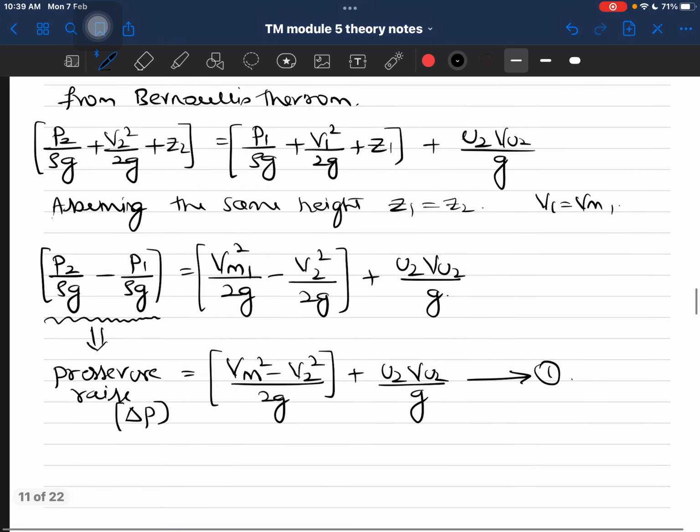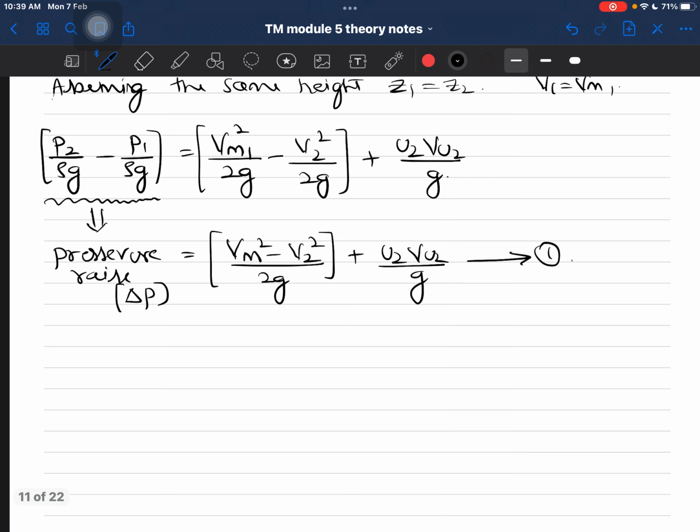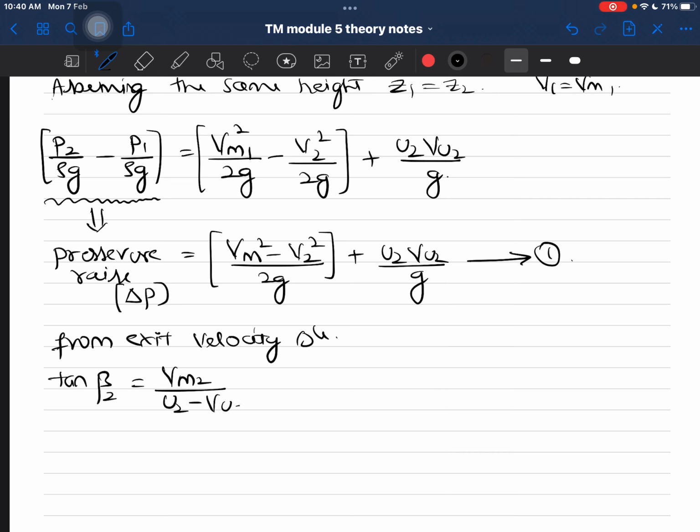Is it fine? Next. Now, taking the exit velocity triangle, from the exit velocity triangle, apply tan beta 2. So what is tan beta 2? Opposite is Vm2 divided by adjacent is u2 minus Vu2. Or you can extract the value of Vu2 from this, which should be equal to u2 minus 1 by tan, which is cot, so Vm2 into cot beta 2. I will take this as equation number 2.